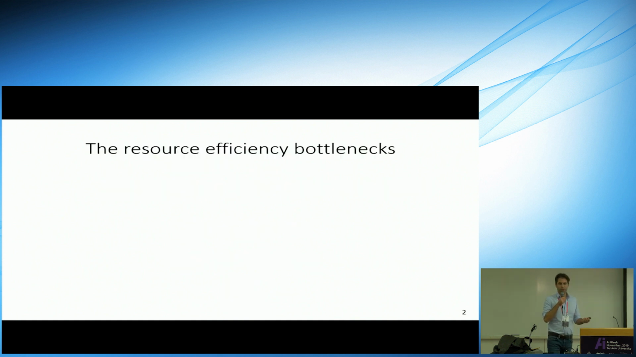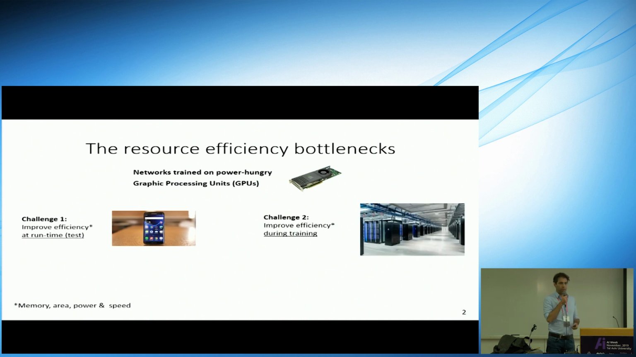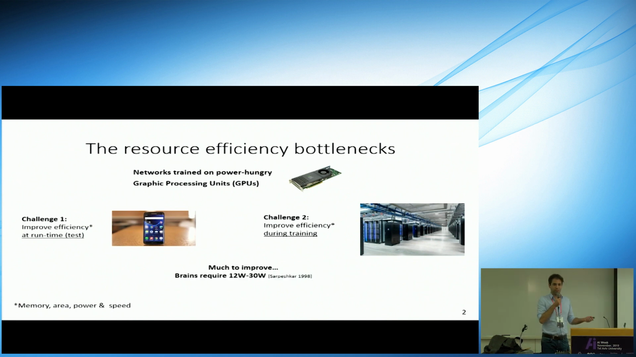Of course, resource efficiency is a major problem. GPUs are power-hungry devices, and it's hard to put them on resource-constrained environments such as mobile phones and autonomous vehicles. We also want to improve their efficiency so we can train neural networks with smaller costs, meaning memory, area, power, and speed, to improve on all those fronts. And we have much to improve since, as people also mentioned in the previous lecture, brains are doing things much more efficiently, also in terms of energy, than current computational devices.